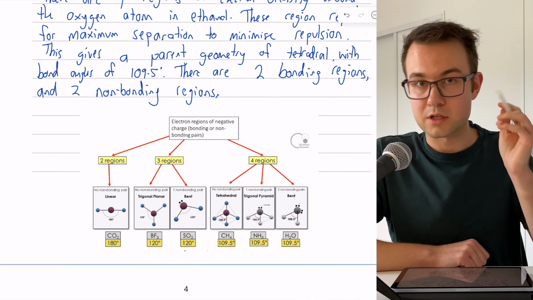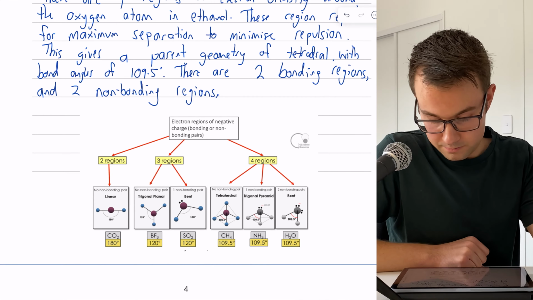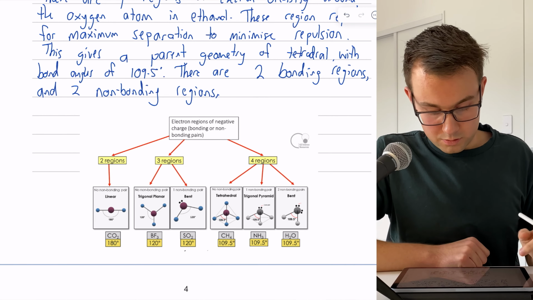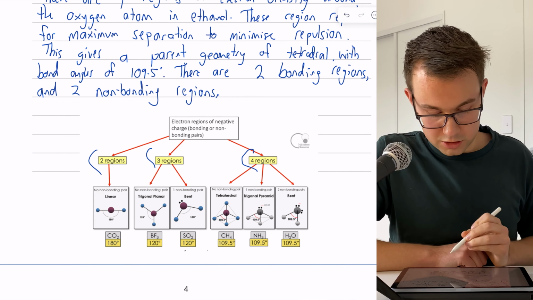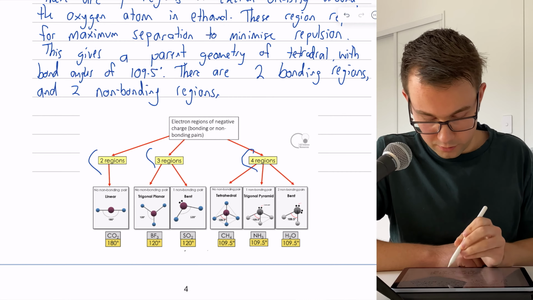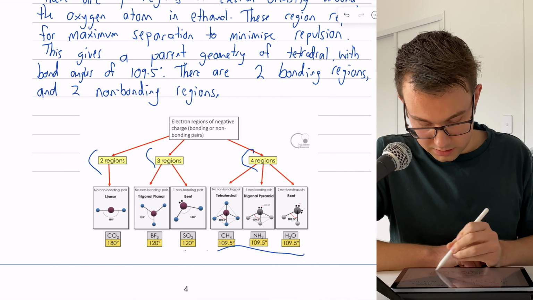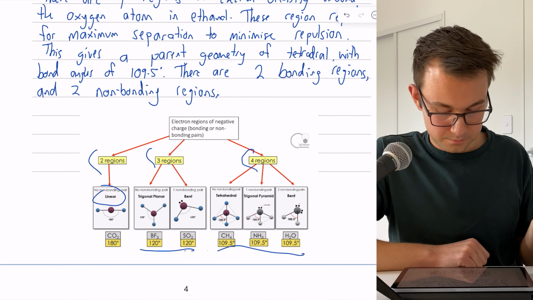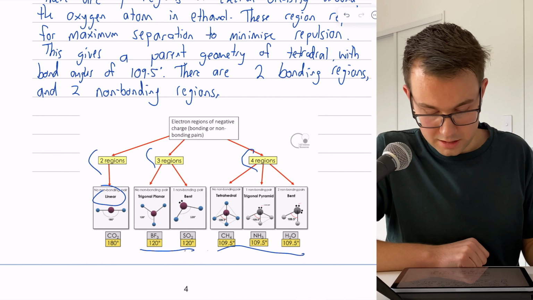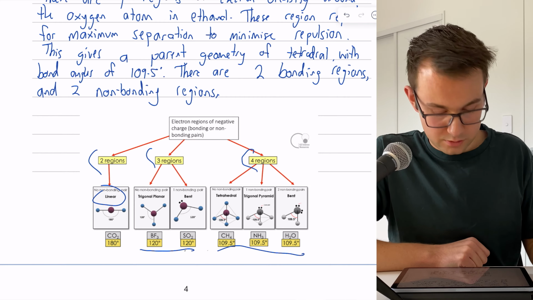This is something that you just have to remember. There's not a whole lot to remember. It's mainly that there's going to be 4, 3, or 2 regions. For 4 regions, you could have these 3. For 3 regions, you could have these 2. And 2 regions is just linear. A little bit of remembering, but that's sort of how NCEA rolls.